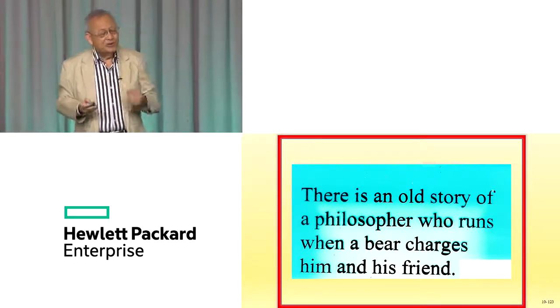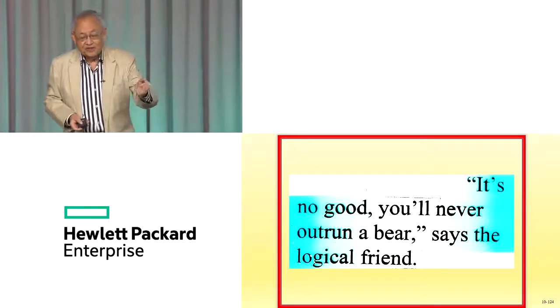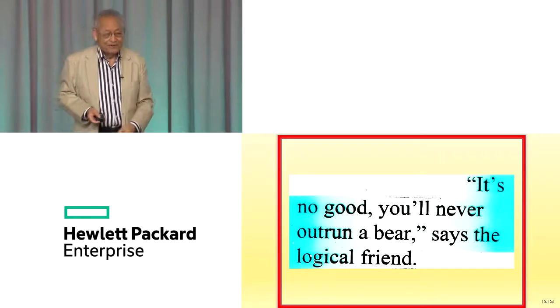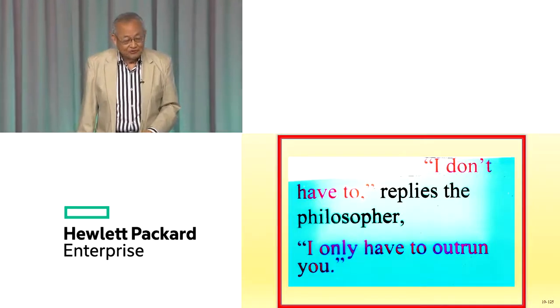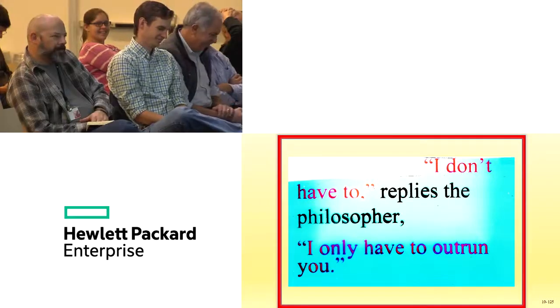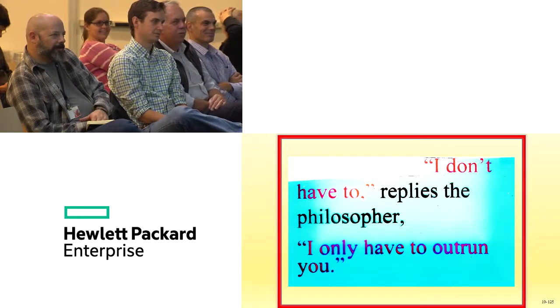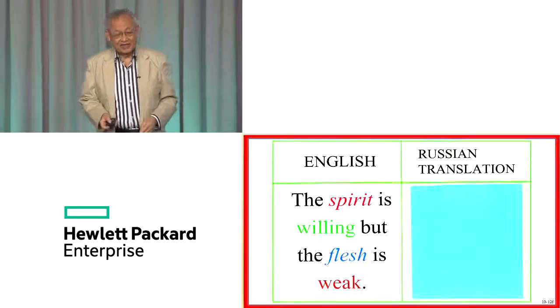So the philosopher began to run. His mathematician friend, who is very logical, said, it's no good. You will never outrun a bear. Why do you have to run? Well, the answer is, I don't have to. I only have to outrun you. That's intelligent. Okay? You can see that you have to have something extra. And that's edge of chaos.